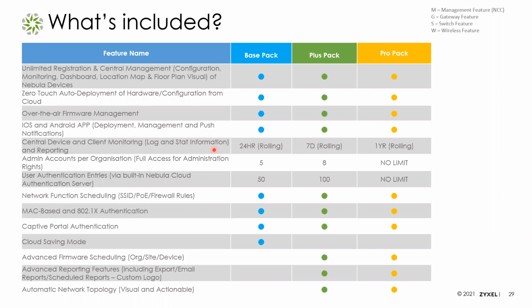All the regular core features of the products are available in all versions. MAC filtering and 802.1x authentication are available in all versions, and all of them have the regular captive portal features. So now we'll start talking more about some of the other additional differences here.